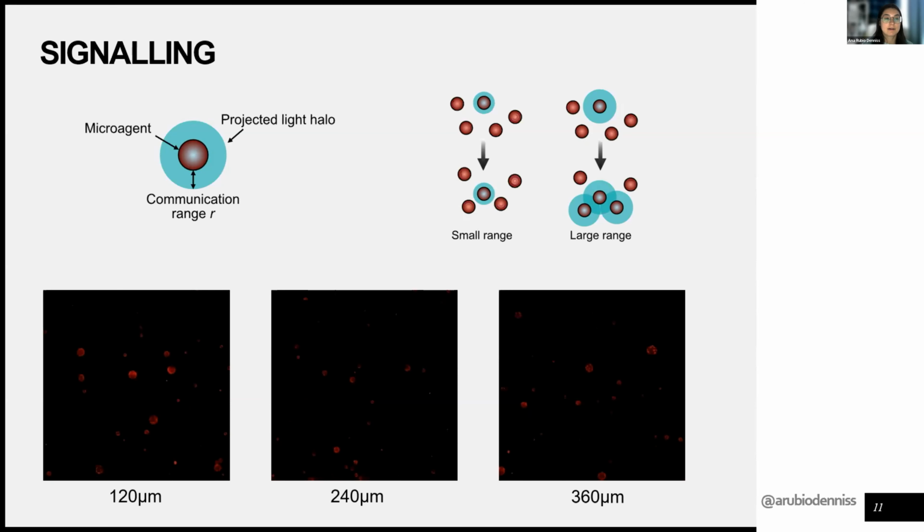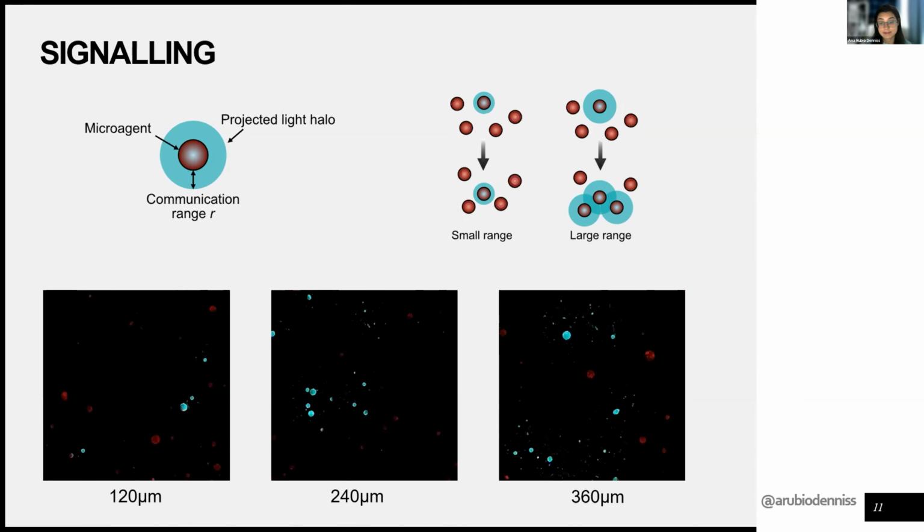But what we started playing around with is giving them these augmented light halos, so this projected light halo around the agent, which we could scale up or down the communication range of. So I've got the example here of 120 microns up to 360 microns. I can play that now, and you can see the difference then in how that propagates. It should work that if an agent comes within that range, they then start propagating with that range. And you can see, as you'd expect, that for the smaller range, it takes quite a long time for things to propagate. Sometimes the signals would even die out as agents would move out of screen.